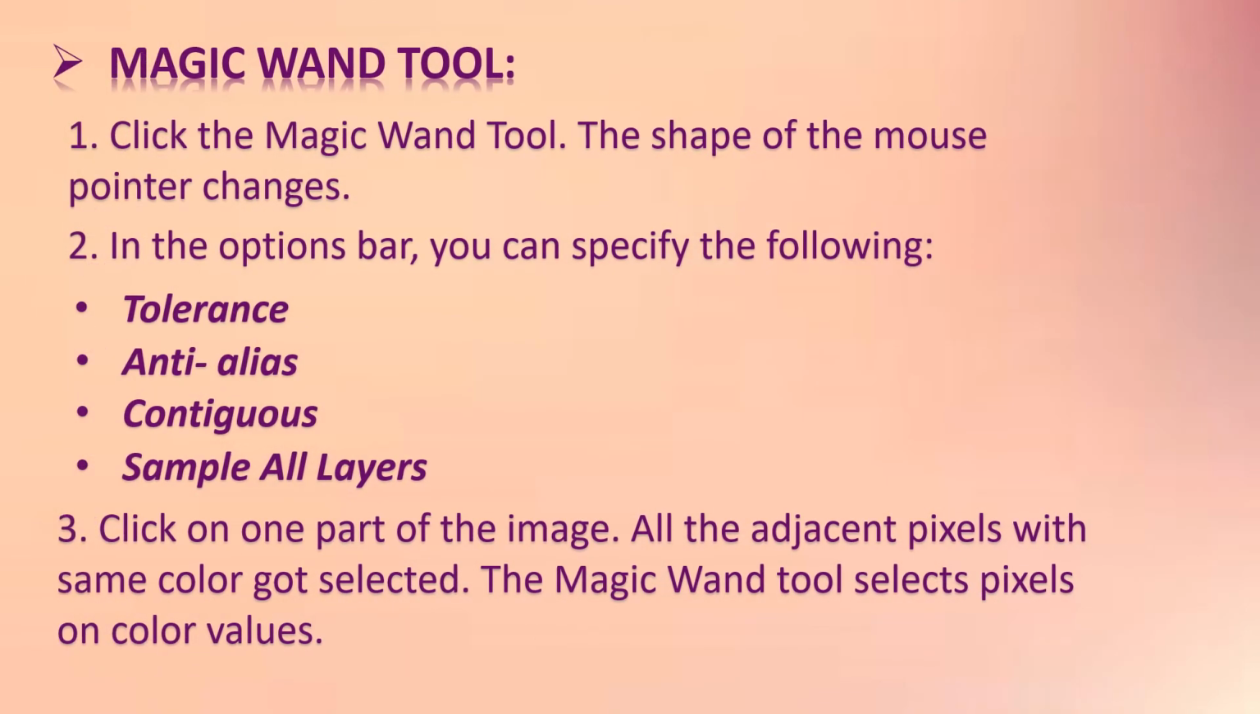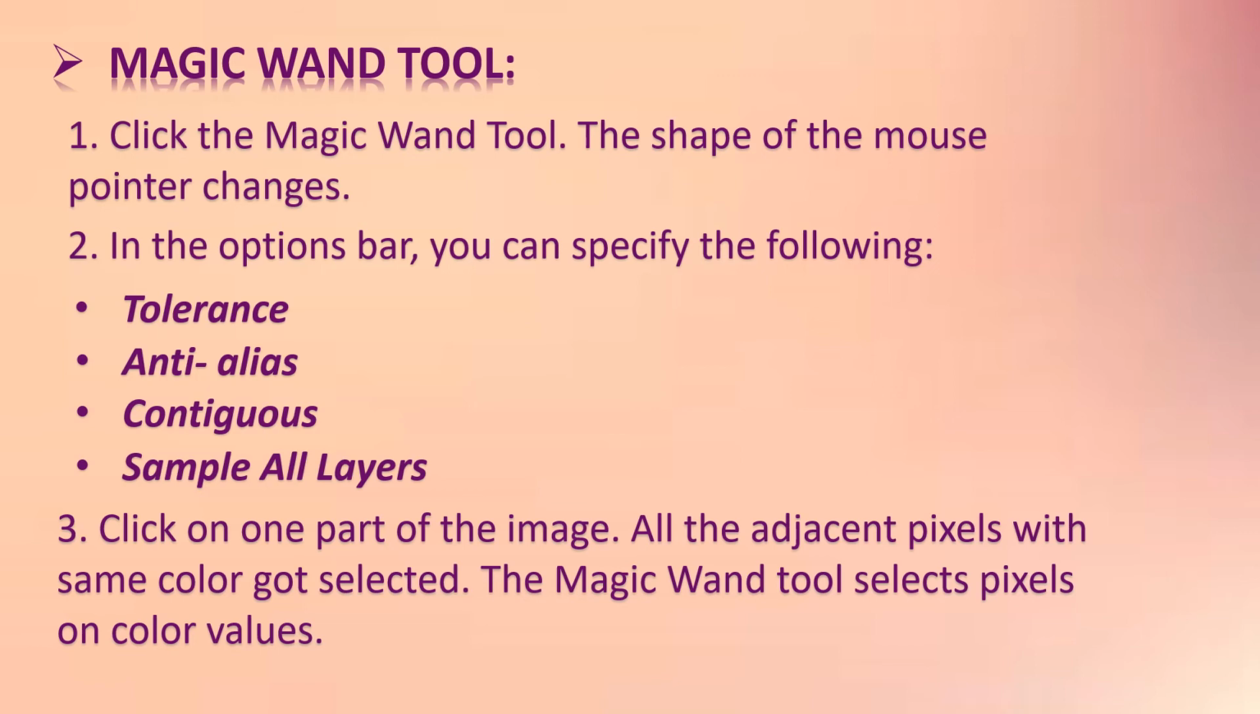Magic Wand tool. It is basically used to select the adjacent areas of the same color in an image. You can use it by following the steps given below. Click the Magic Wand tool. The shape of the mouse pointer changes. In the option bar, you can specify the following.